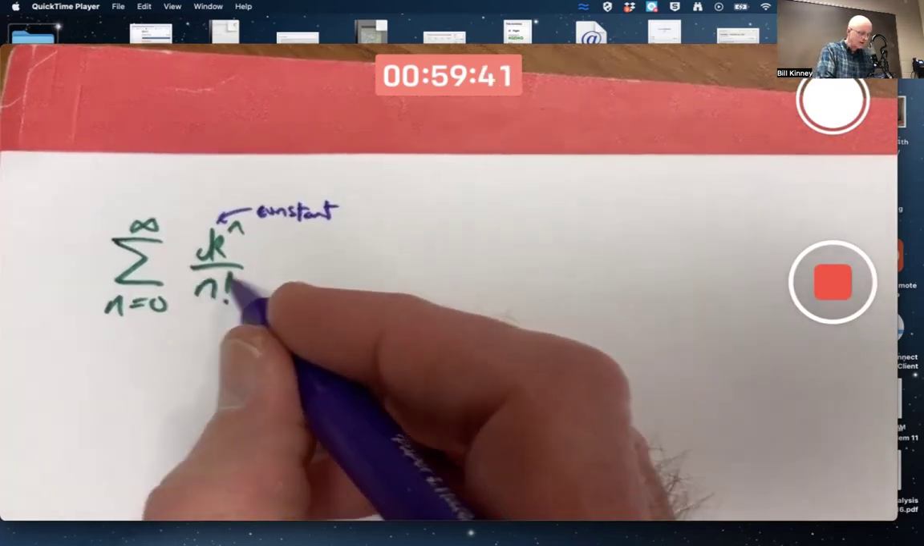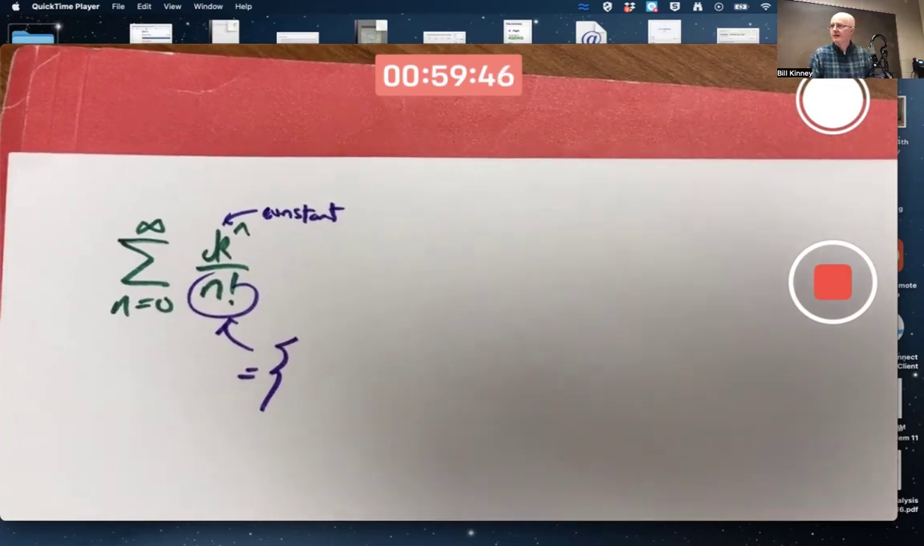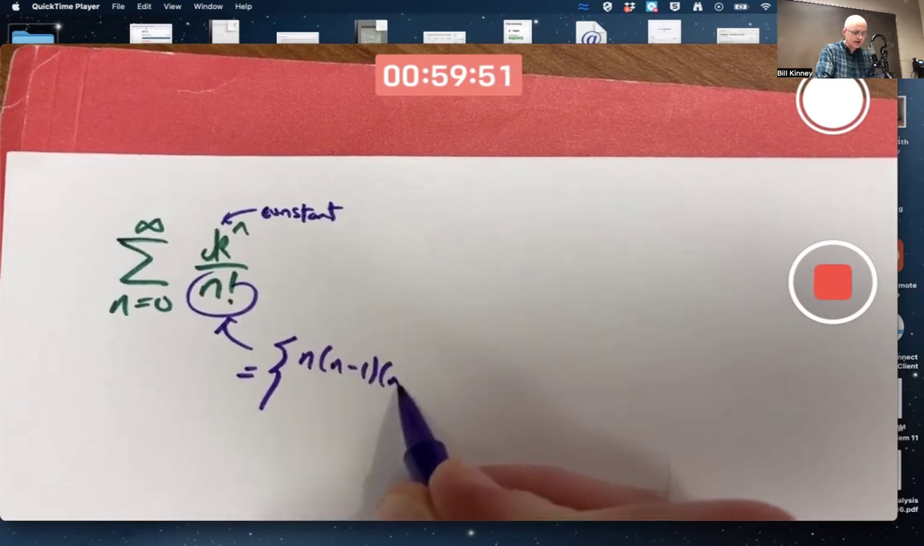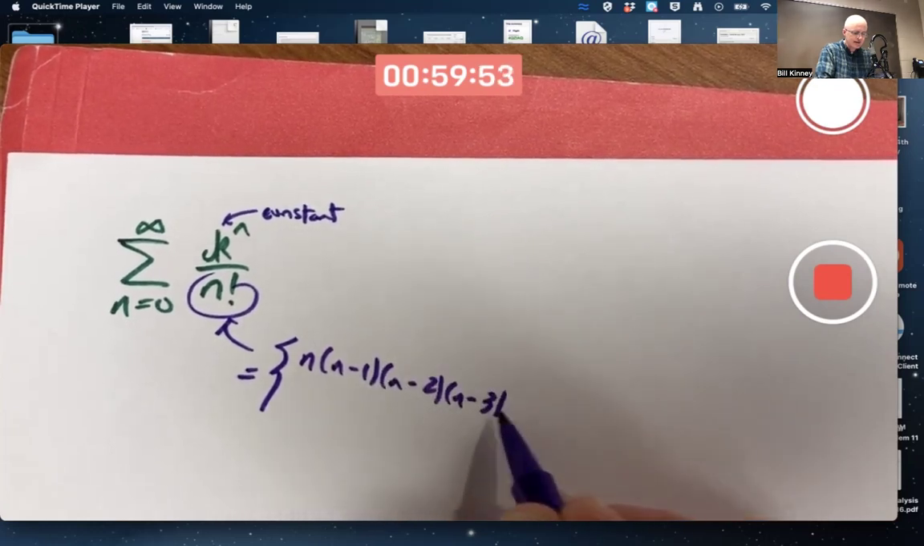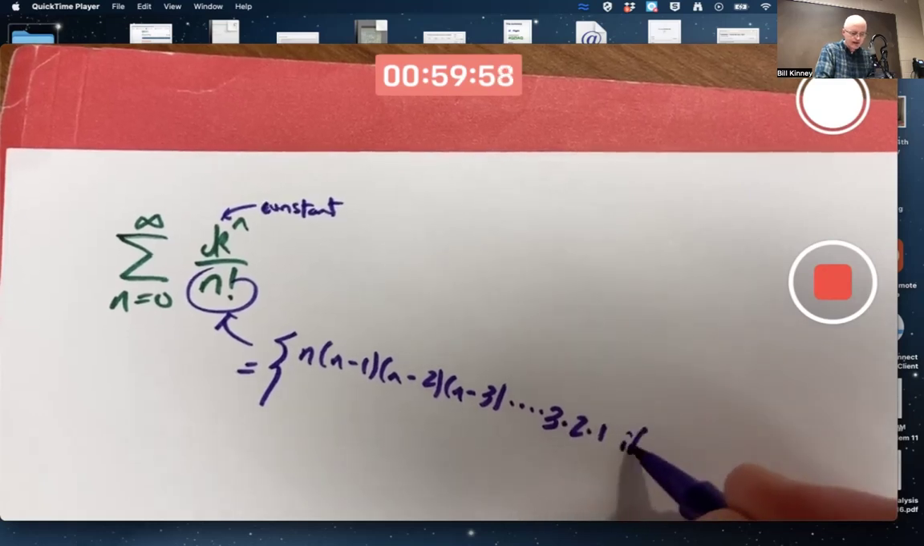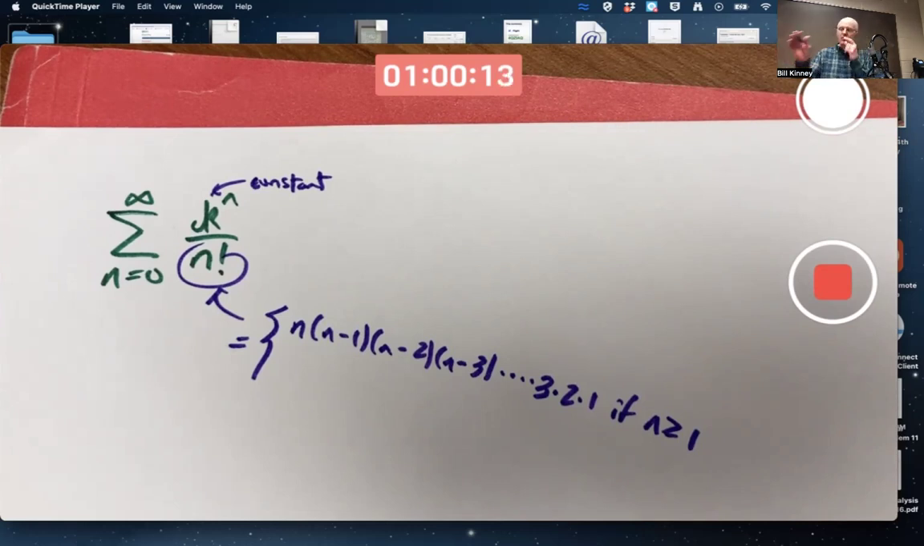But what is n factorial? If n is greater than or equal to 1, n factorial is n times n minus 1 times n minus 2 times n minus 3, etc., down to 3 times 2 times 1. So, for example, 4 factorial is 4 times 3 times 2 times 1, which is 24. 5 factorial is 5 times 4 times 3 times 2 times 1, which turns out to be 120.